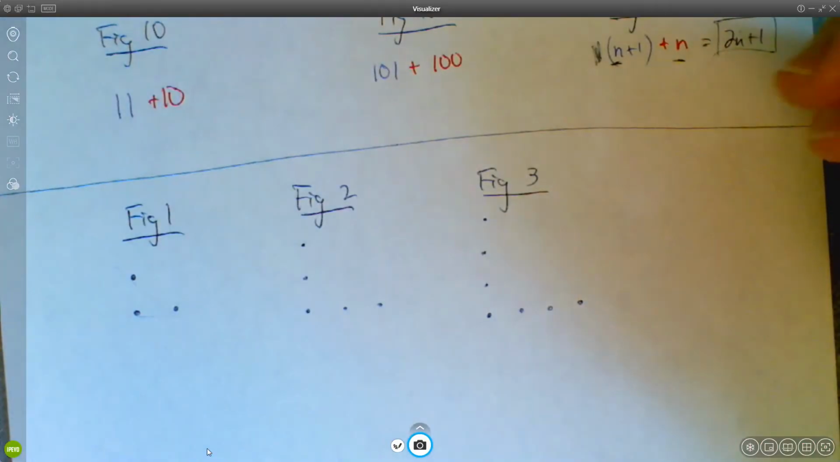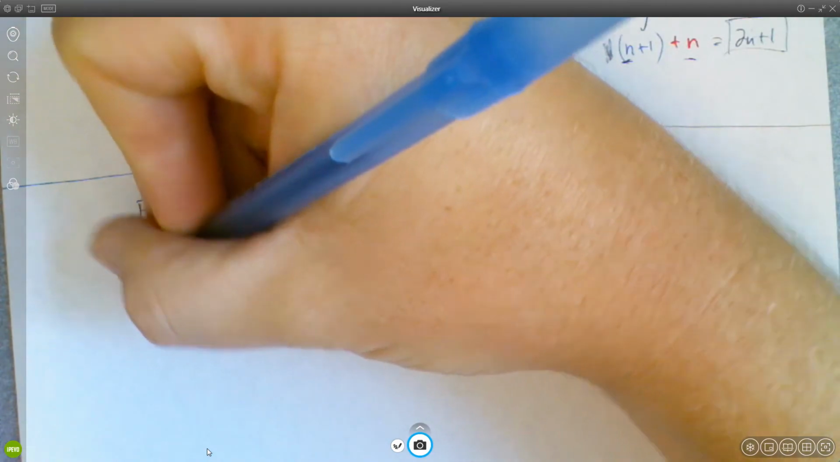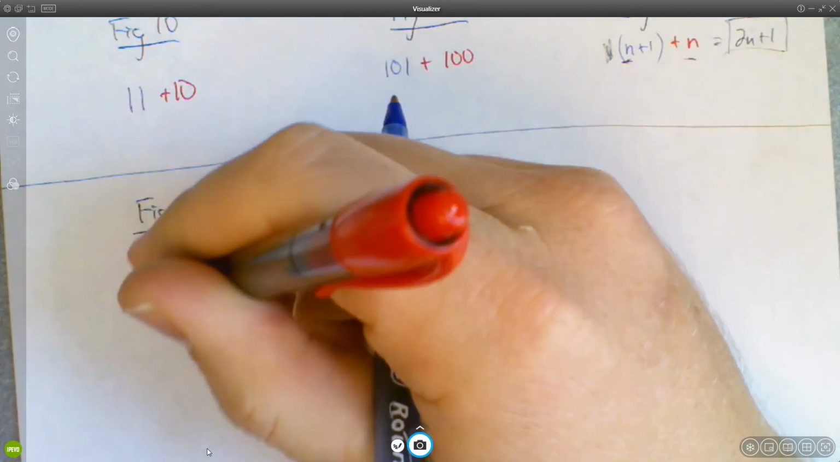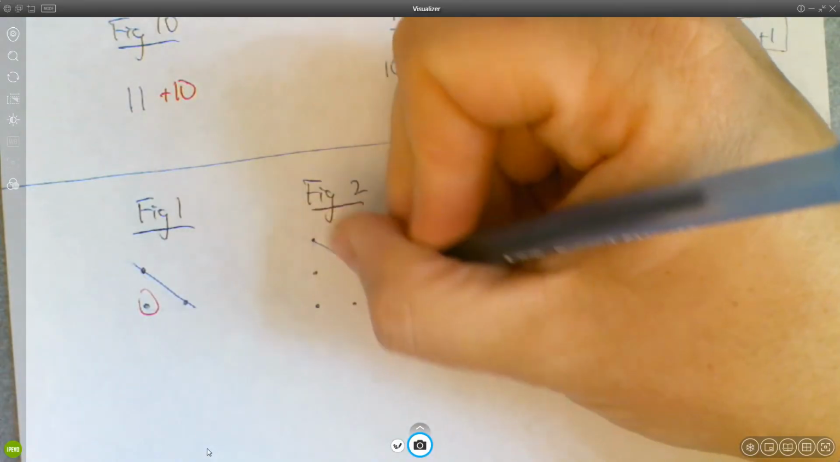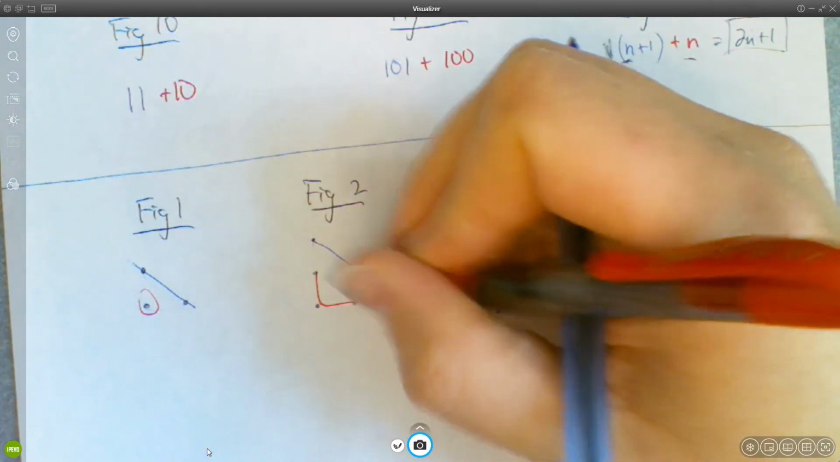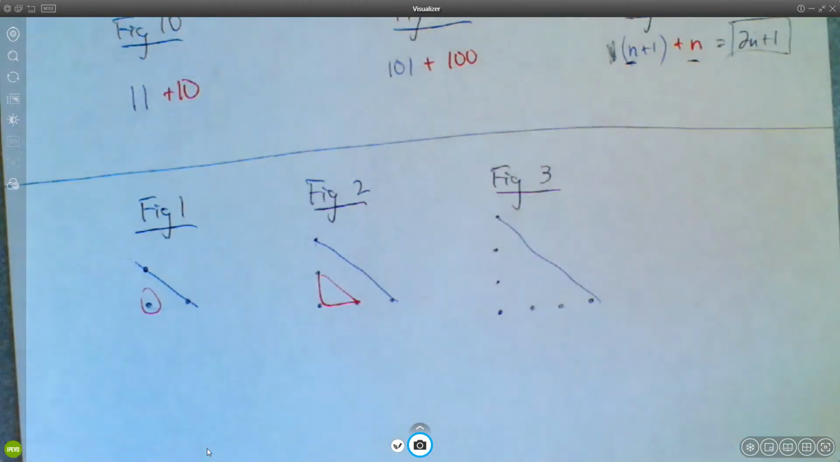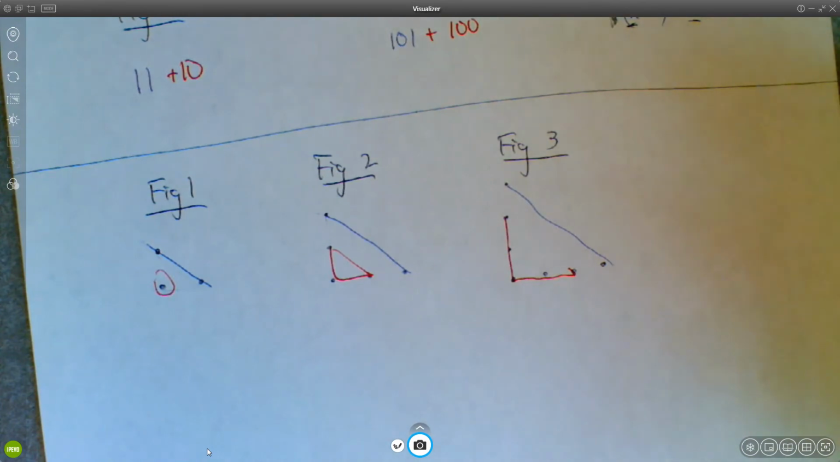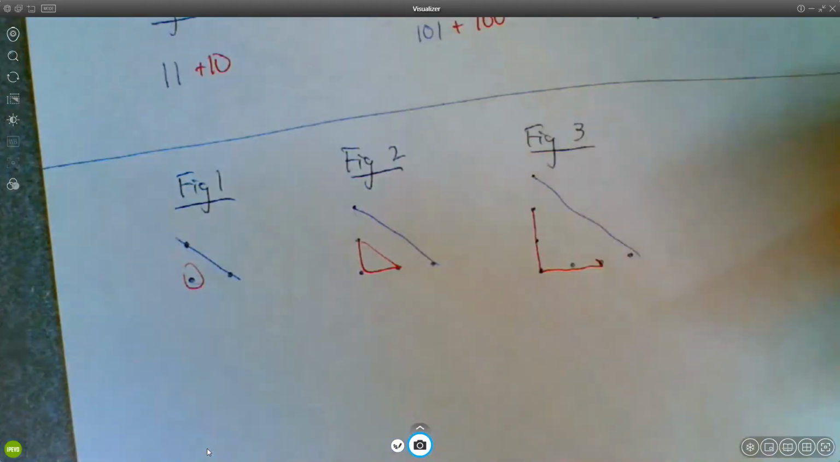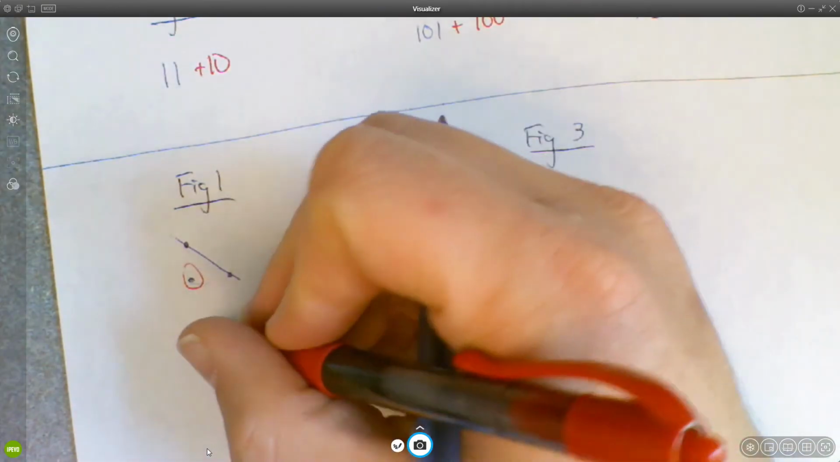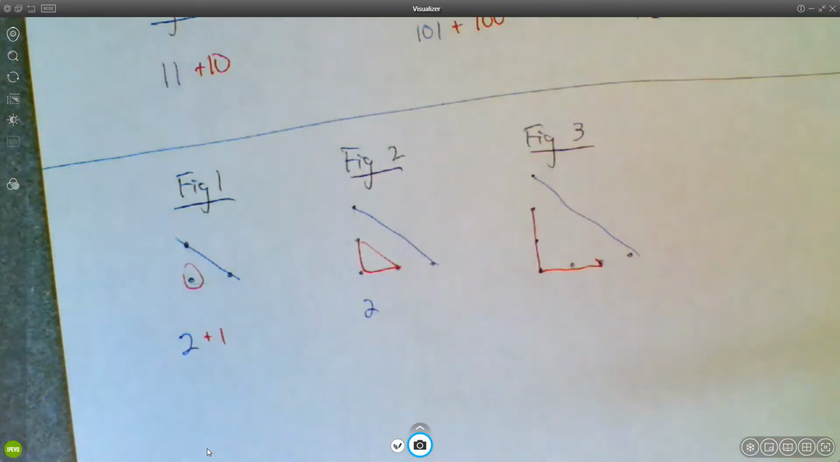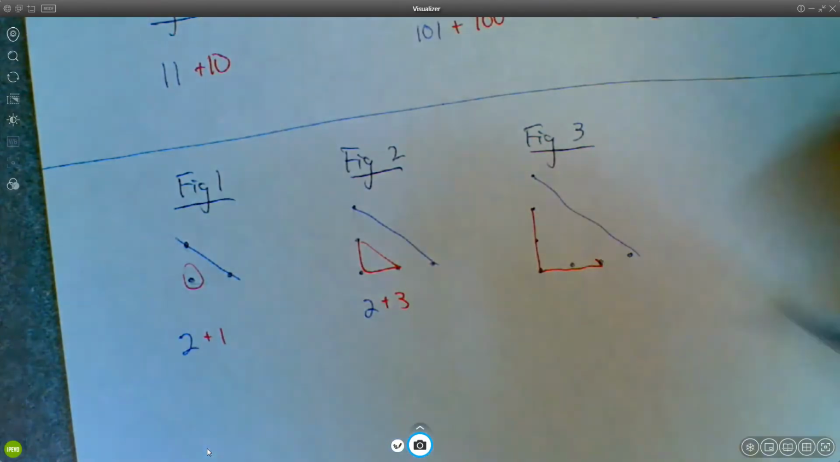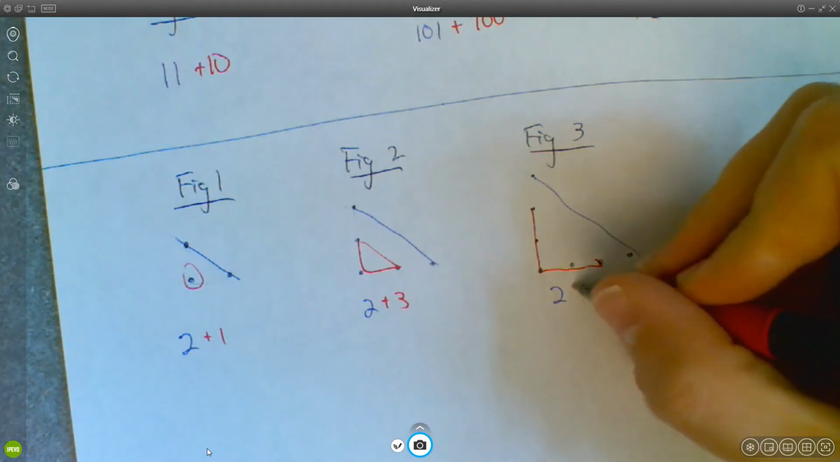Maybe we should do it, just to kind of talk about it. So let's do that. So we have 2 and 1. Then we have 2 and 3. And then we have 2 and 5. So my problem with this is that I think if you're going to take this particular approach, you might as well just count up the dots, right? Because look at how the red ones are growing. It's like, so 2 plus 1, 2 plus 3, and then 2 plus 5.